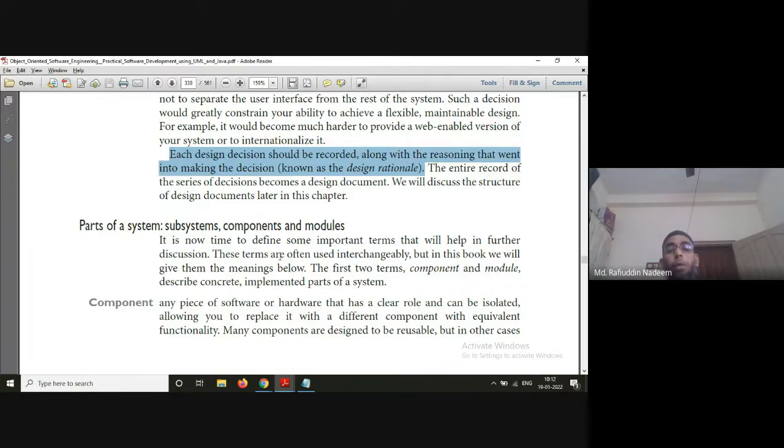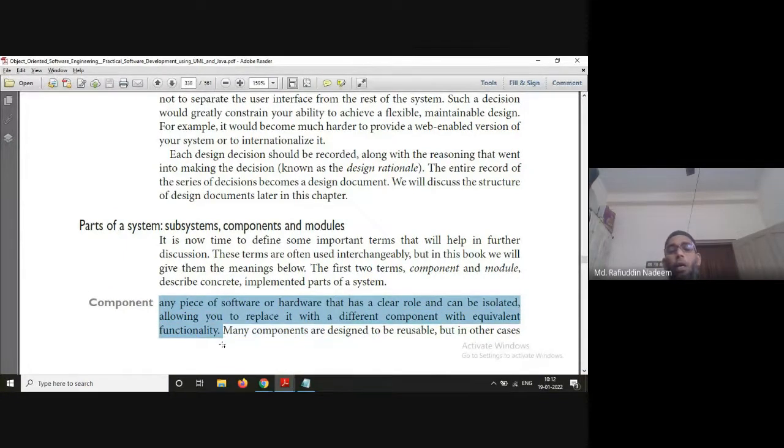The first thing here is a component. What is a component? It is any piece of software or hardware that has a clear role and can be isolated, allowing you to replace it with a different component with equivalent functionality. So what is a component? Any piece of software or hardware that has a clear role, and can be isolated, allowing you to replace it with a different component with equivalent functionality. For example, you have a hard disk.